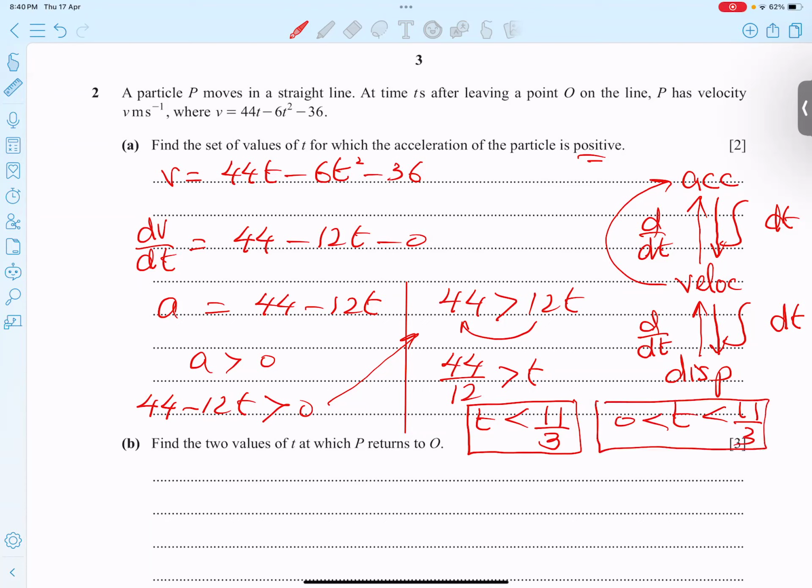Both are correct, okay? Because time is never negative. So you can write any one answer. Let's go for the next part. Find two possible values of t for which the particle returns to O.